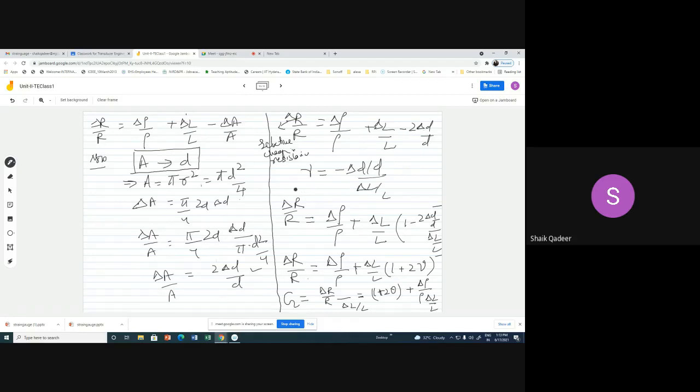In most problems we use the property of Poisson's ratio. That's why we are trying to insert this property into this particular equation. In order to do this, I am taking delta L by L common and inserting sigma into our equation. So the relative change in resistance becomes delta rho by rho plus delta L by L into 1 plus 2 sigma.